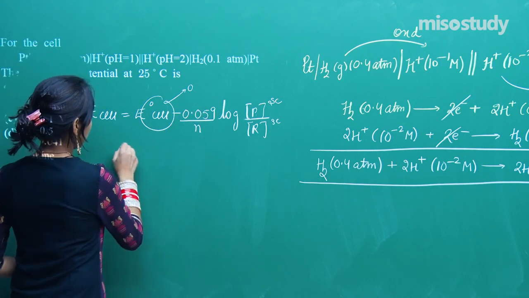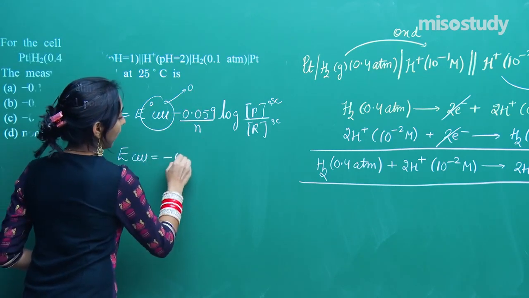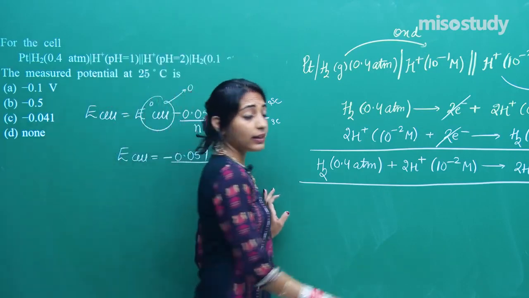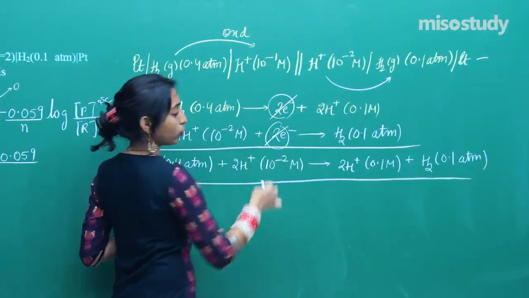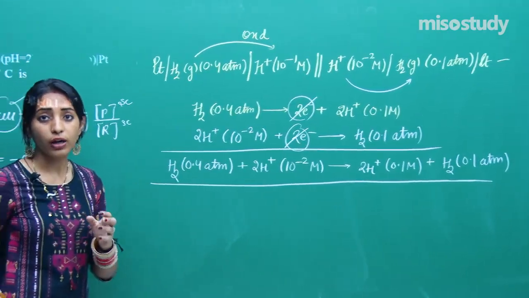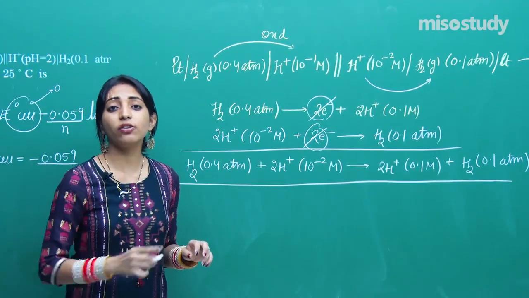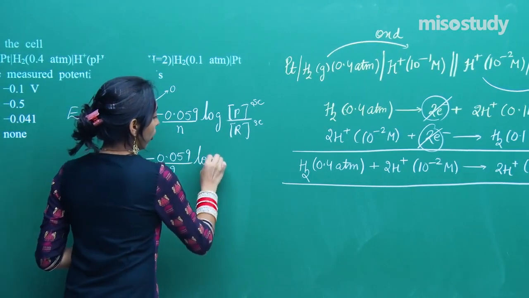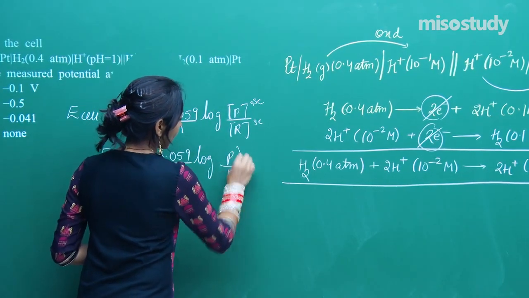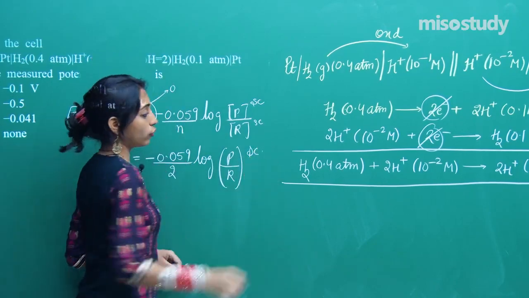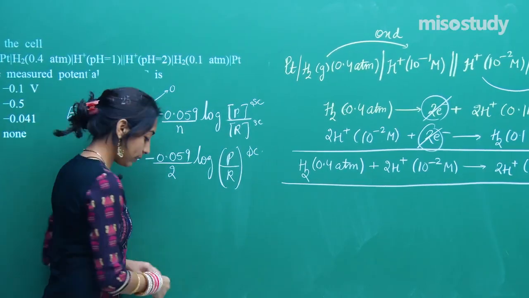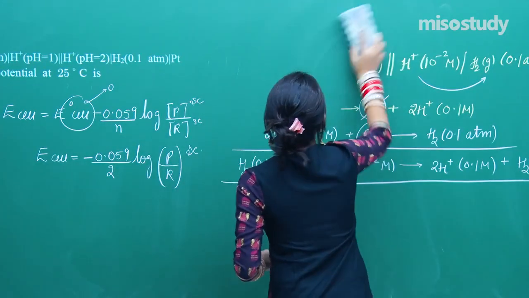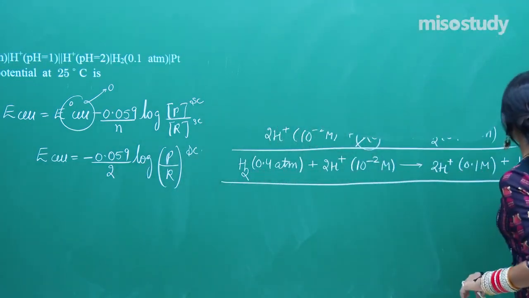And then you can say E cell is minus 0.059 by, see, here I have used 2, here I have used 2. Now don't say number of electrons is 4. You know, right, the same number of electrons get transferred throughout the reaction, divided by 2. Log of products by reactants raised to the power stoichiometric coefficient. Let's put the values. I am erasing the above part because we don't need it anymore.